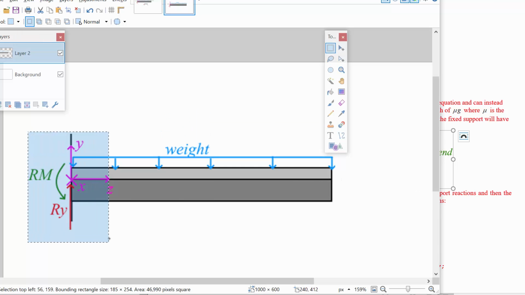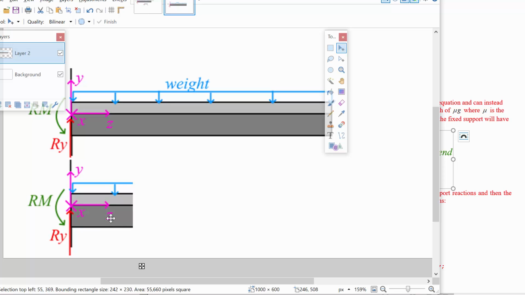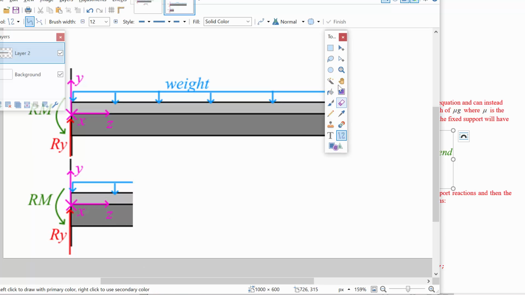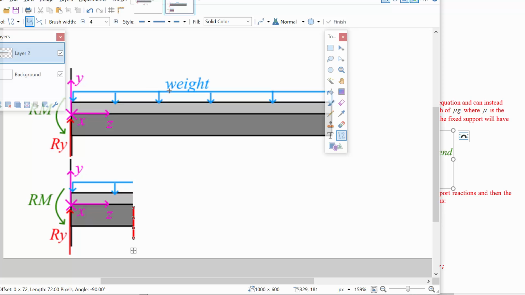What else can we do? We can show the internal slice at some point, and that will be there with internal shear force and bending moment. So let's draw the shear force in red. We can get a little bit of a thinner line there. Sure, 4. And put a slash to put on an arrow, and this is going to be V.